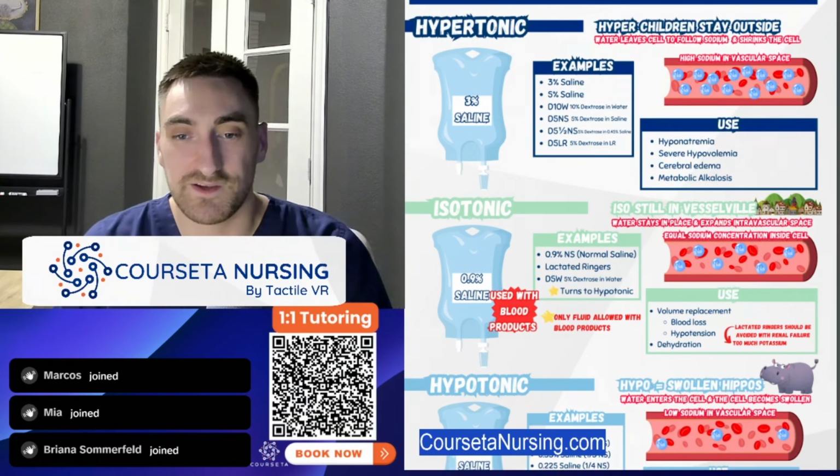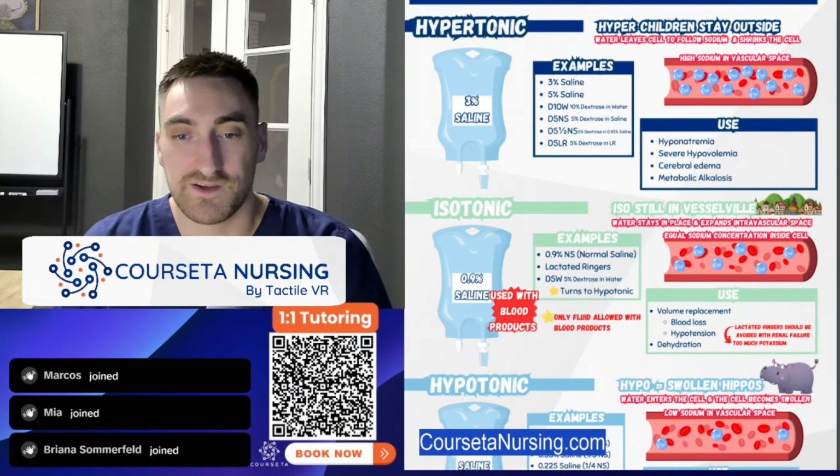What's swollen? When we talk about any IV fluid, we're talking about what happens to the cell. Iso means same, like iso, same, still. The cell is still the same; it's not changing. With hypo, think hippos are swollen and fat. So what happens to the cell? It gets swollen and fat. Water enters the cell and the cell becomes swollen.